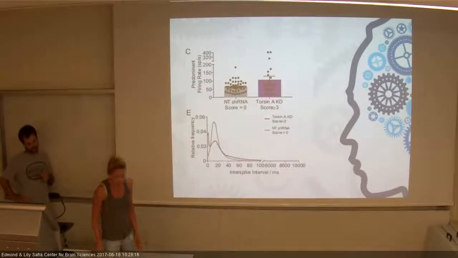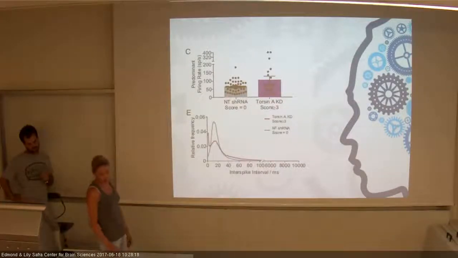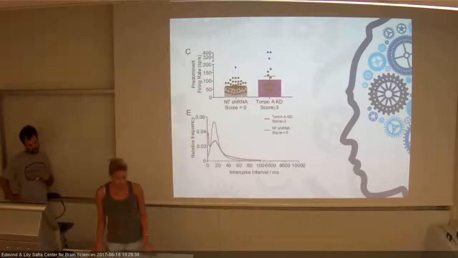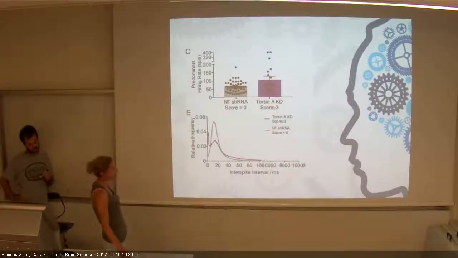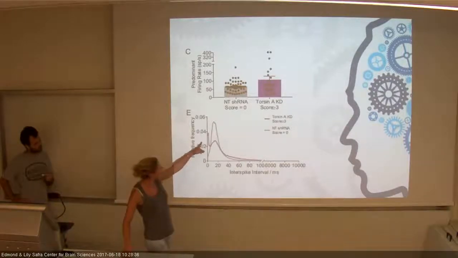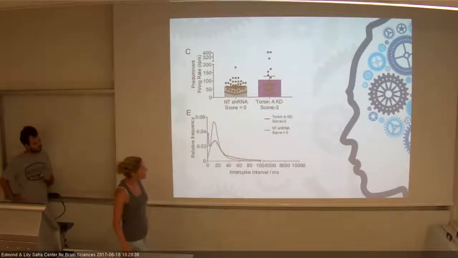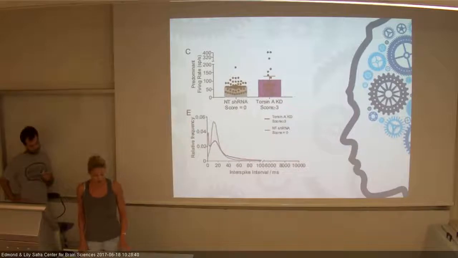They saw that there's no significant difference in the predominant firing rate between control cells and dystonic cells, but there's an additional peak of a shorter interspike interval in the dystonic mice.